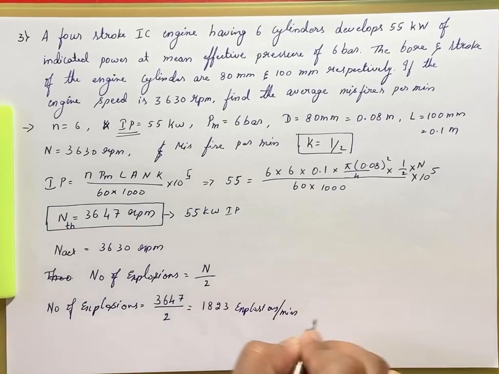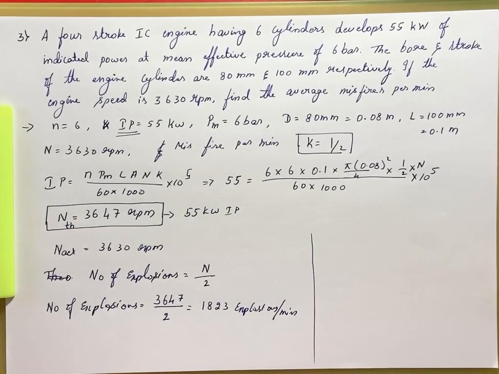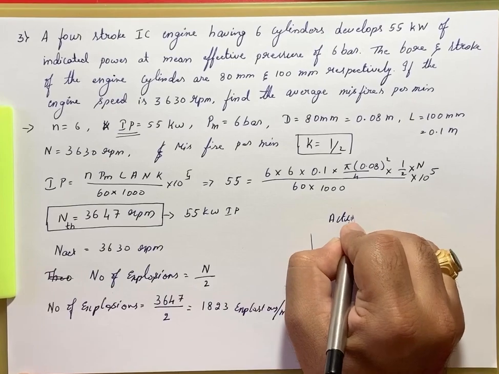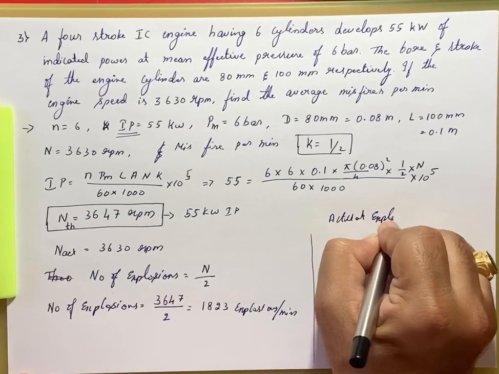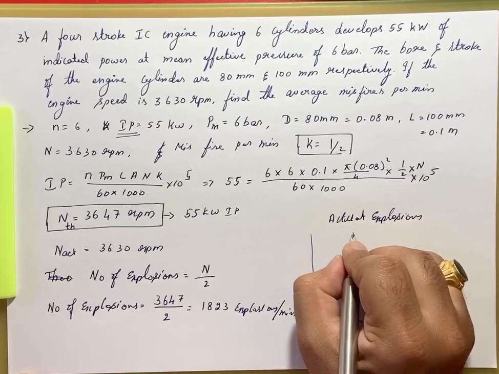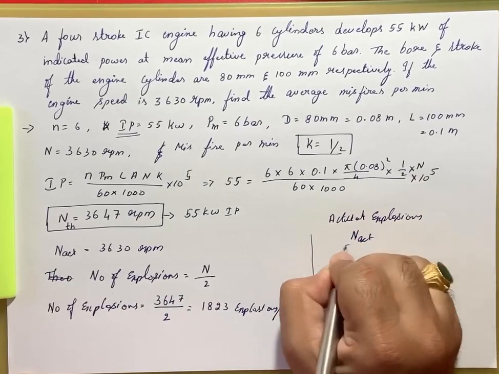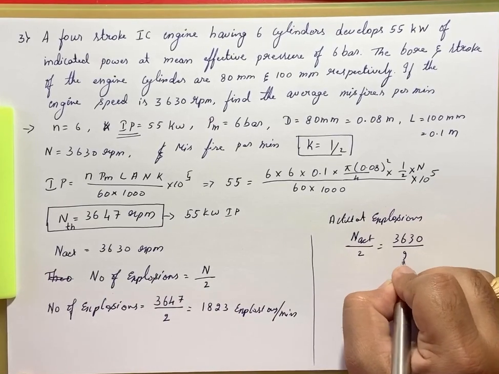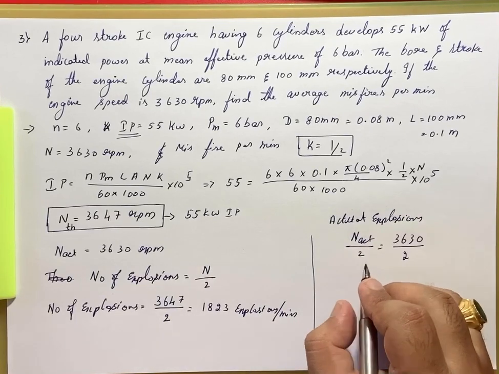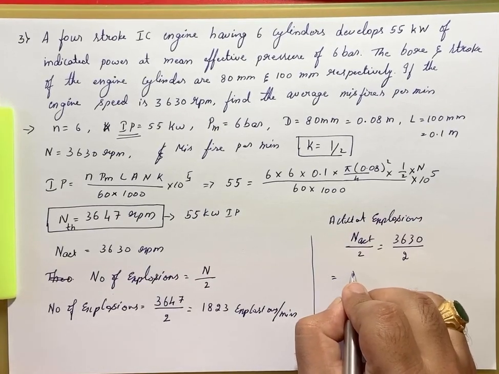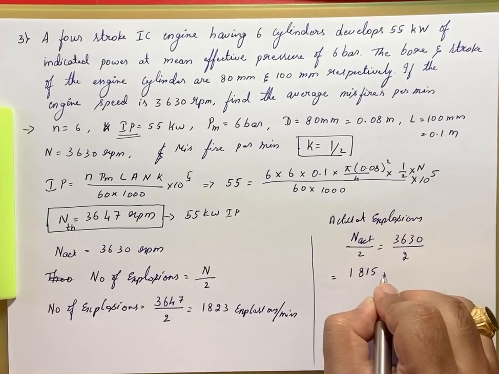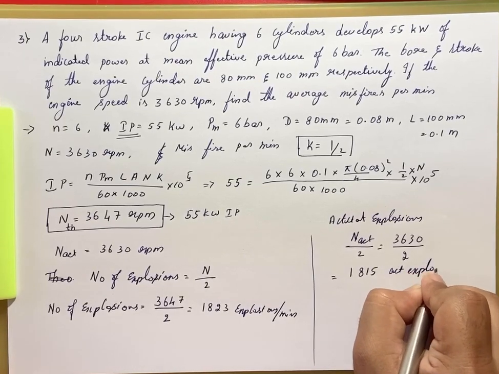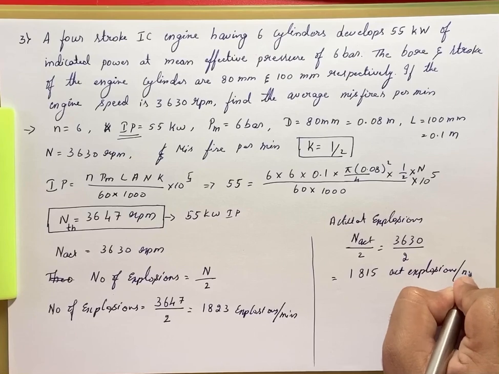This is explosions per minute. But the actual explosions is actual rpm divided by 2. This actual rpm we have is 3630, divided by 2. Find this out, and we get the actual explosions as 1815 per minute.